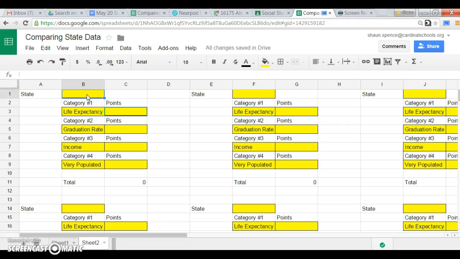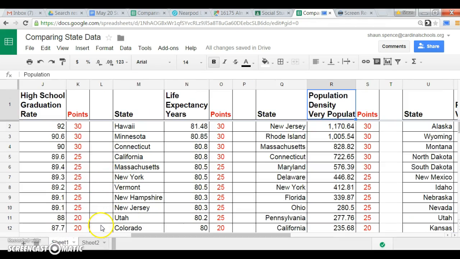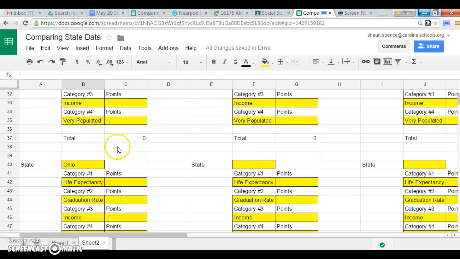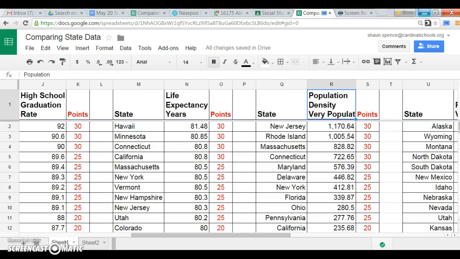Now what I need to do is pick out states. And there's 50 states to choose from. So what you need to do is pick out states. It doesn't really matter which ones you pick. You know, they're your selection here. I do have Ohio already typed into this one, so you're stuck with that. I do want you to compare Ohio. And then you have several other states to choose from. There's enough spots for 12.